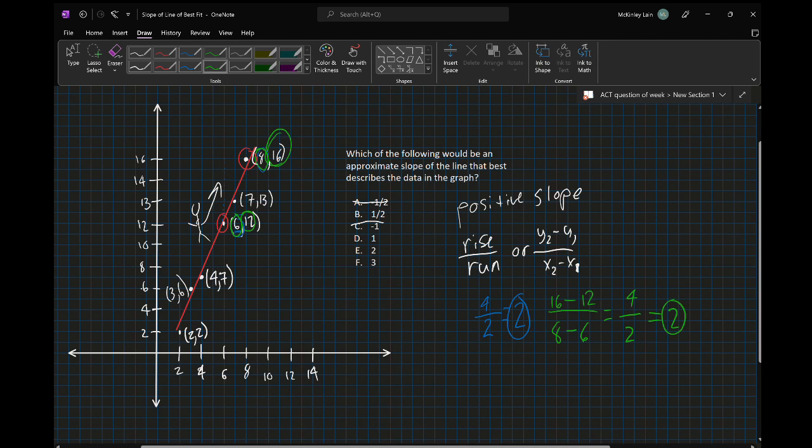Okay, so this way is easier if we don't have a graph. And then this way, it can sometimes be easier if we can look at the graph and actually count. Now, if I draw the graph wrong, then it makes it a little bit harder. But in this case, our answer is E. It's a positive 2, right? So we have a positive slope because Mario's running uphill, and we have a slope of 2 because the rise over the run is 4 over 2, which equals 2.